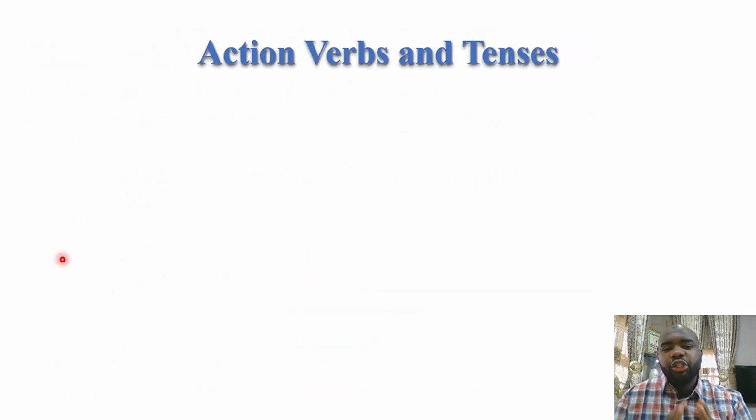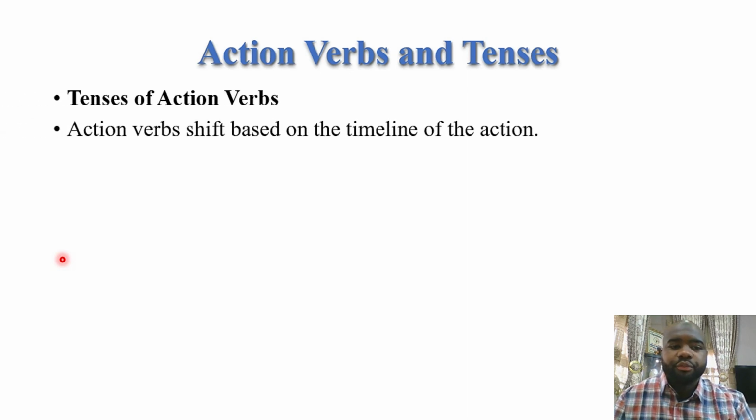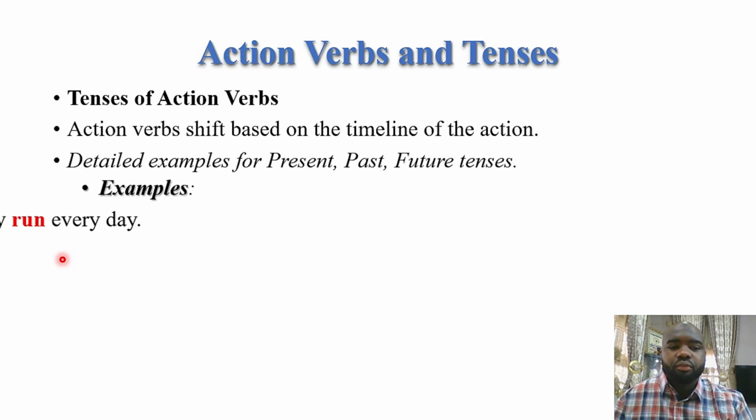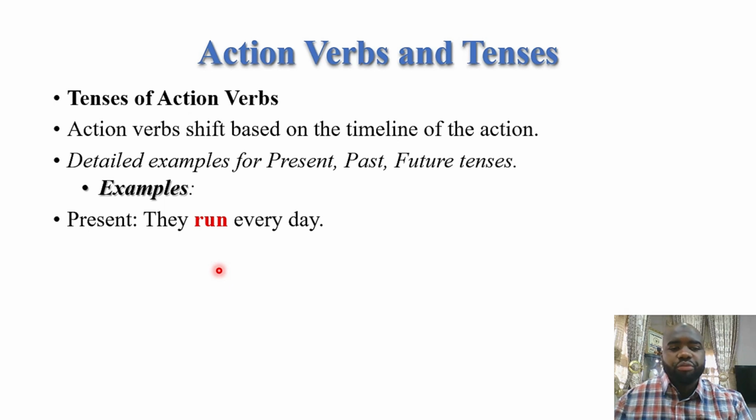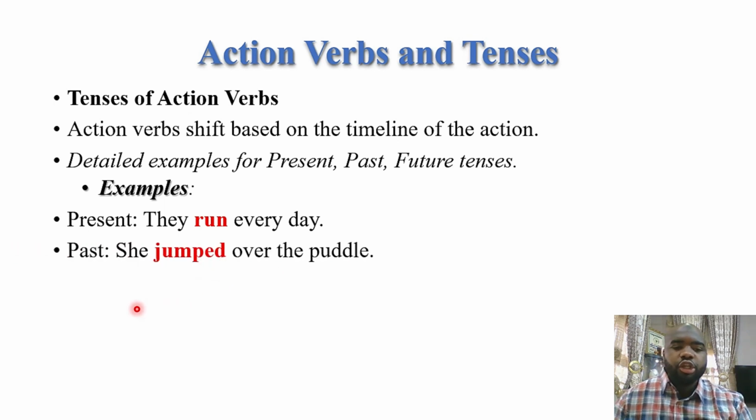Now, action verbs in tenses. All right. Let's see how they shift according to the tense. For example, present tense. They run every day. We had that example earlier. Something happening every day, habitual, something that becomes your habit. You do it every day. She jumped over the puddle. Meaning what? She jumped, signifying something that has happened in the past. It's a done deal.